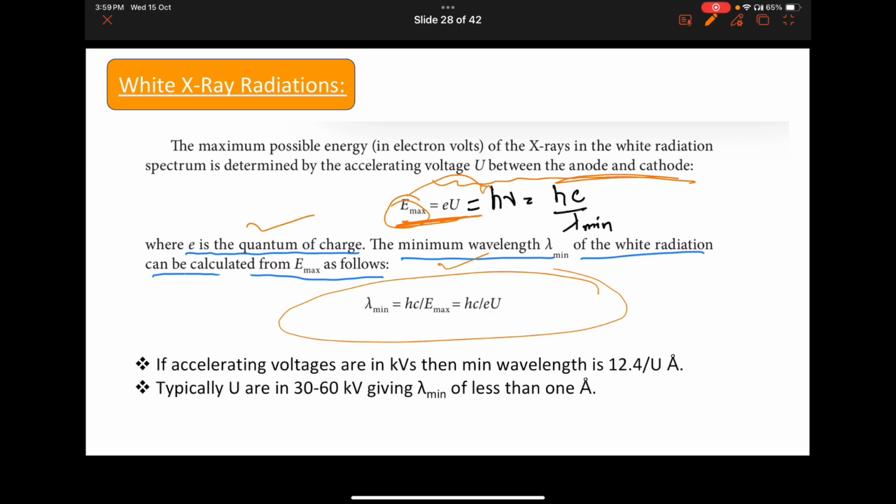Generally, the voltage that we apply between the anode and cathode is in kilovolts. So we can modify this formula as lambda minimum equals 12.4 by U angstrom. And if we are using a very high voltage, like 30 to 60 kilovolts, then our lambda minimum is going to be less than 1 angstrom.